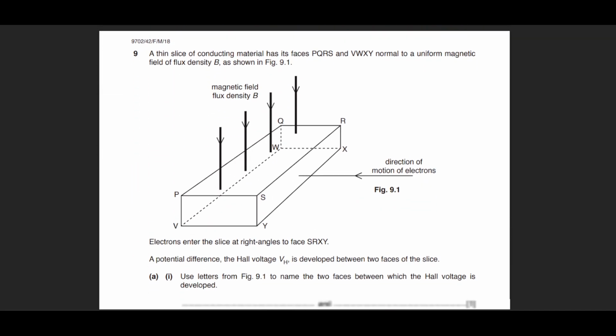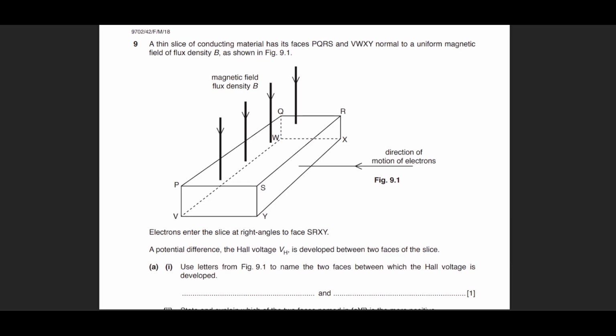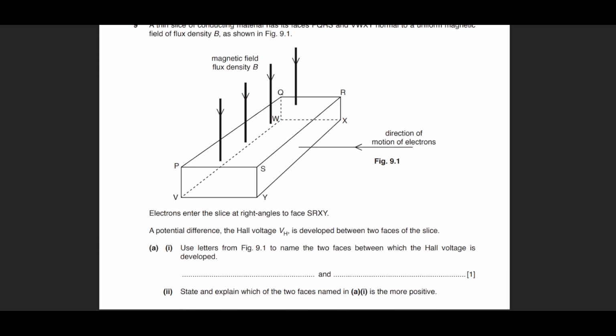Okay, so now we move on to the question on the magnetic flux density. This question is easy. Don't worry about this. This is going to be a repeated question again and again. He's going to ask you where the electrons are going to go. So notice that these are the electrons, and the magnetic field is coming from the upper side.